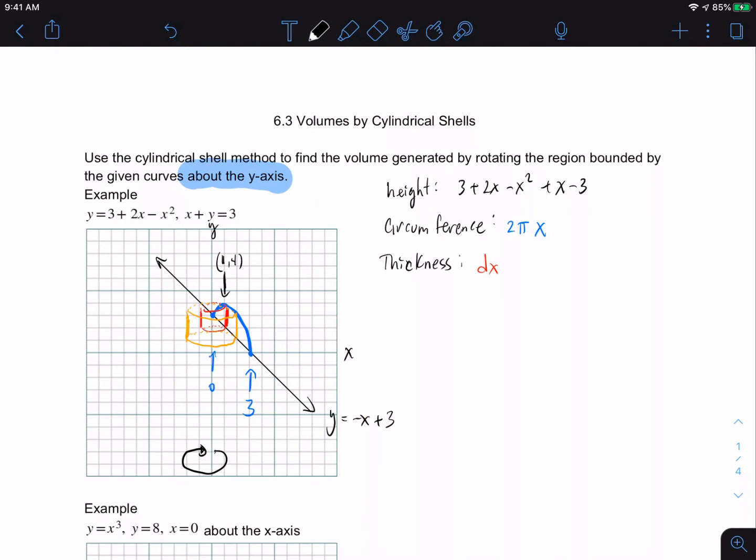So what's going to end up happening now is I'm going to go 2 pi, and I'll put the circumference piece that's just a constant outside of the integral. So I'm going to go 2 pi from 0 to 3. And then I'm going to have x, because that was part of the circumference piece, right? It was 2 pi x. And then the height. So the 3's are going to cancel. I'm going to get 3x minus x squared dx, right?